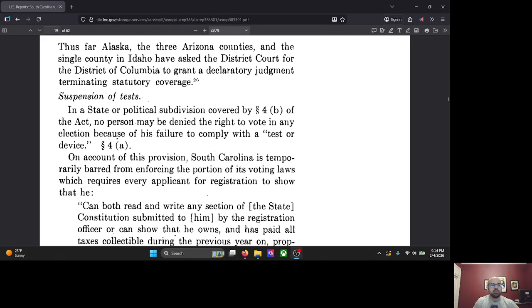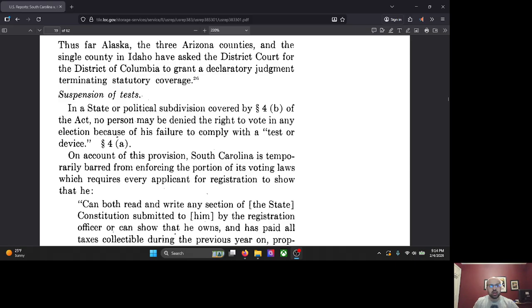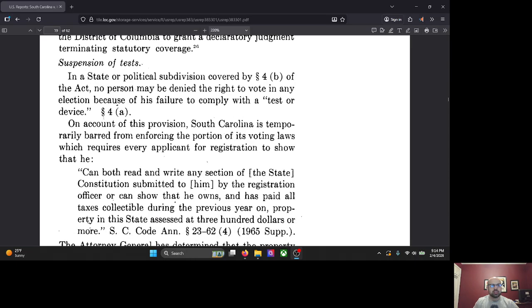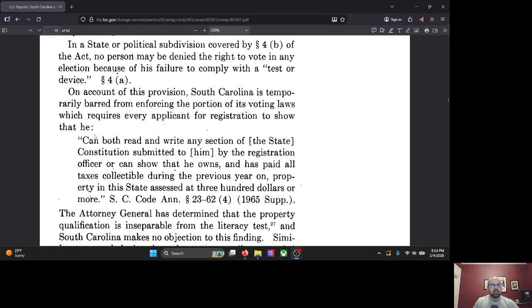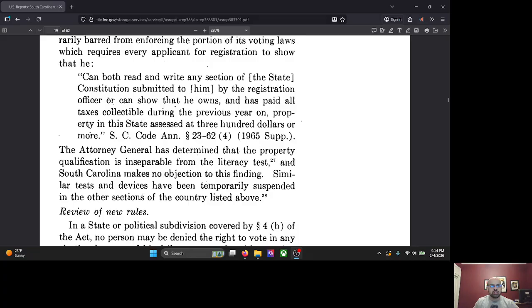Suspension of tests. In a state or political subdivision covered by subsection 4B of the Act, no person may be denied the right to vote in any election because of his failure to comply with a test or device. Subsection 4A. On account of this provision, South Carolina is temporarily barred from enforcing the portion of its voting laws which requires every applicant for registration to show that he can both read and write any section of the state constitution submitted to him by the registration officer, or can show that he owns and has paid all taxes collectible during the previous year on property in this state assessed at $300 or more.